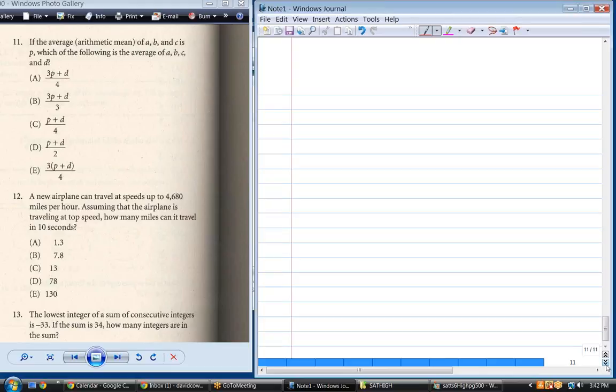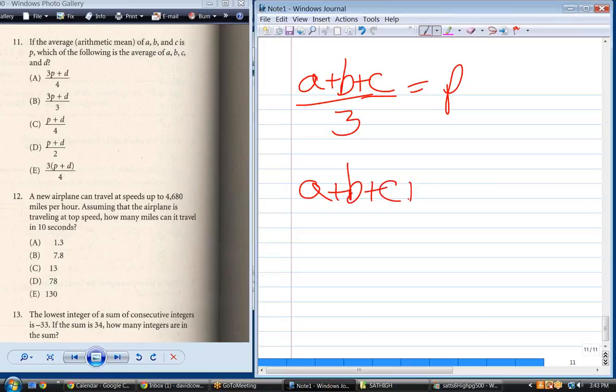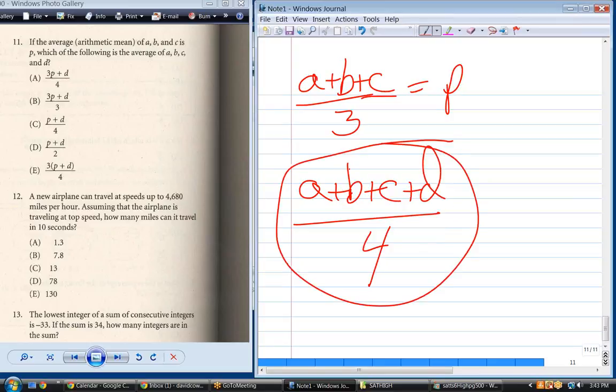Best way to do these is to write out the equations and see what you see. It'd be A, though. Okay, I don't even know yet because I haven't written out the equation. You're probably right. You're probably doing it in your head ahead of me, but the average of A, B, and C is A plus B plus C divided by 3, and they're saying that's equal to P. So what is the average of A, B, C, and D? Well, A plus B plus C plus D divided by 4 is what they're looking for.